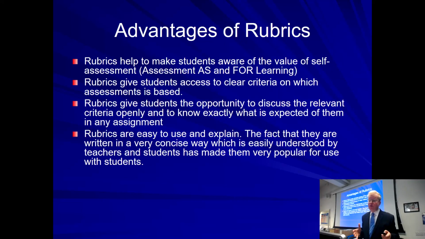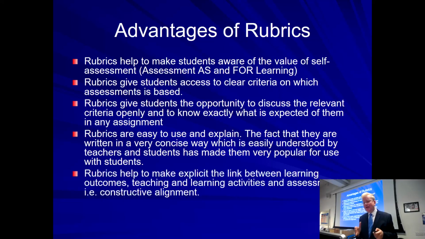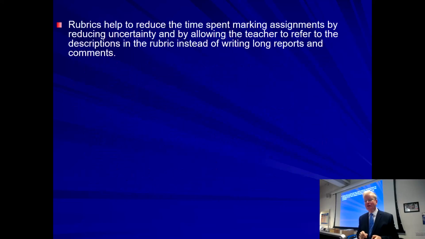Rubrics are very easy to use, of course, and explain. They're concisely written. And they make it very clear the link between the learning outcome that you're assessing, the teaching and the learning activities that you've engaged in, and, of course, the assessment itself. So linking together those three, remember we were talking about constructive alignment, you have the learning outcomes, the teaching and learning activities, and the assessment, all connected by the double-headed arrows, indicating constructive alignment as per the work of John Biggs.